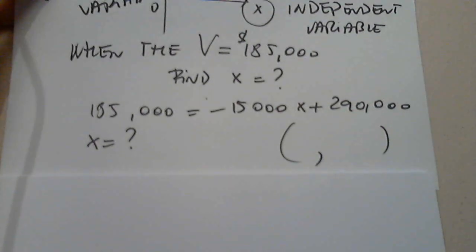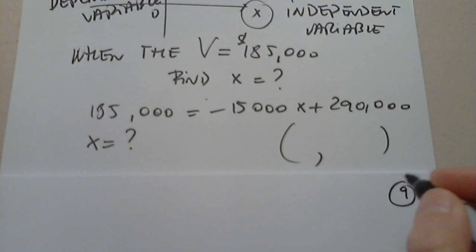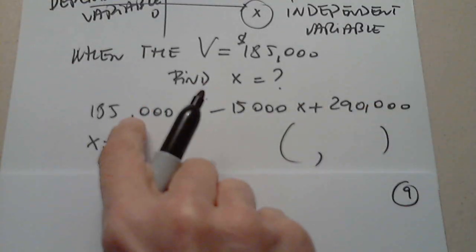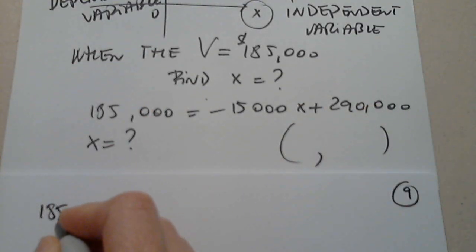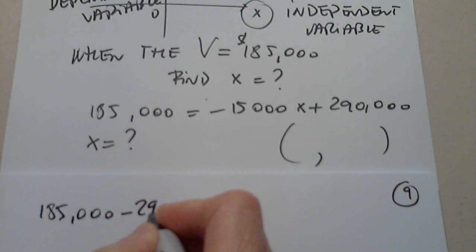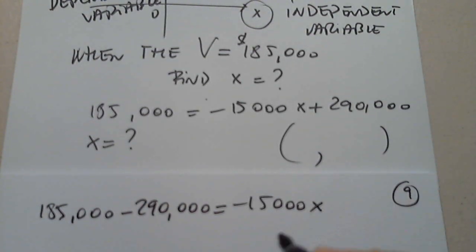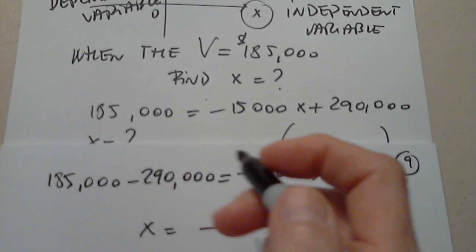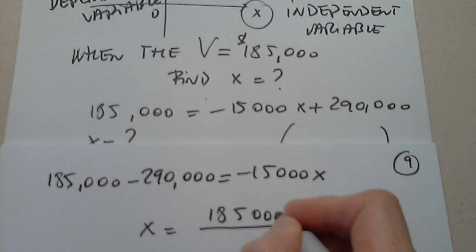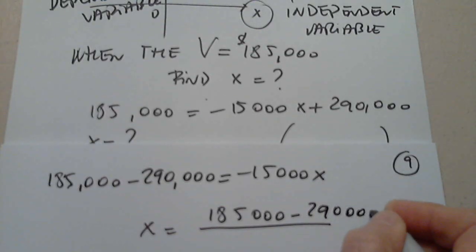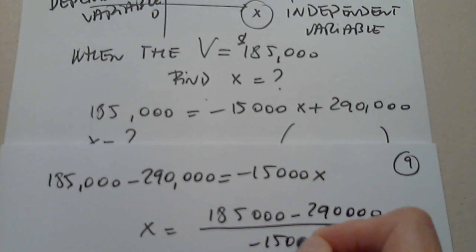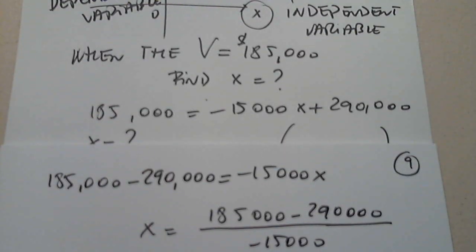So let's work on the problem together. I have to move 290,000 to the other side. Then I need 185,000 minus 290,000 equals negative 15,000x. So here's one possibility. Just write 185,000 minus 290,000, everything divided by negative 15,000. So you can do this in one step. Very good. With a graphing calculator, how do I do that?